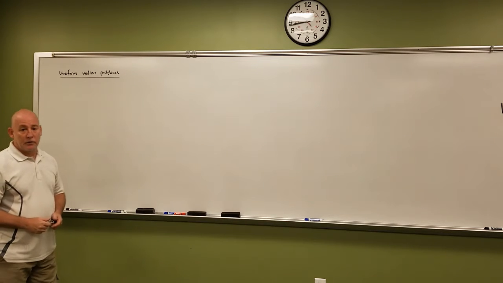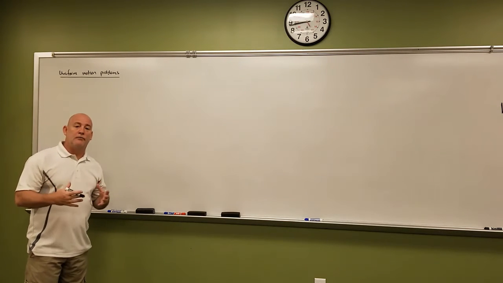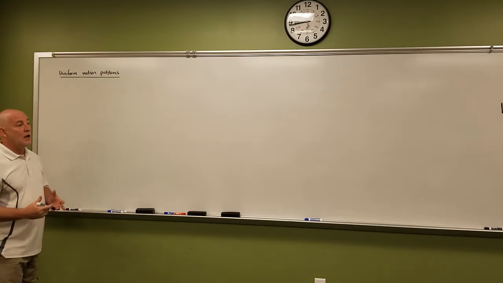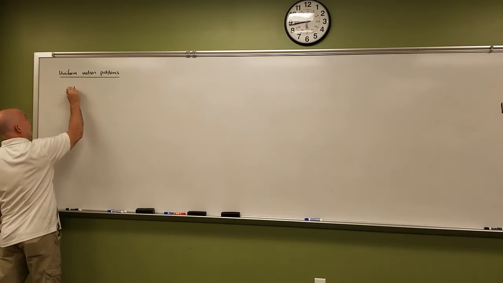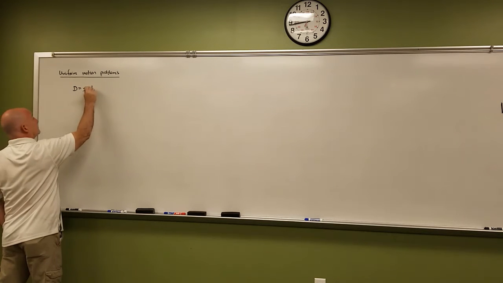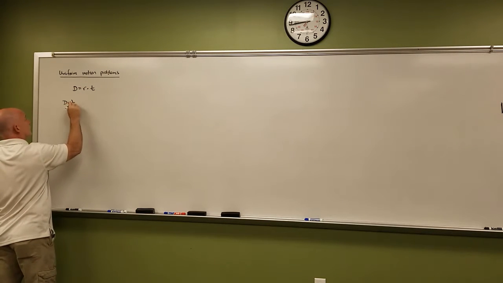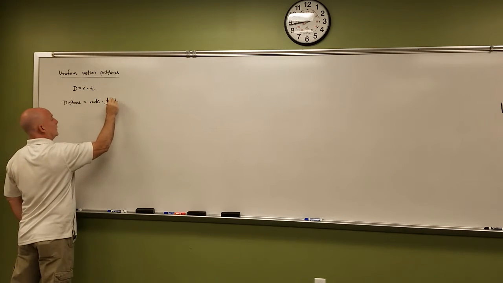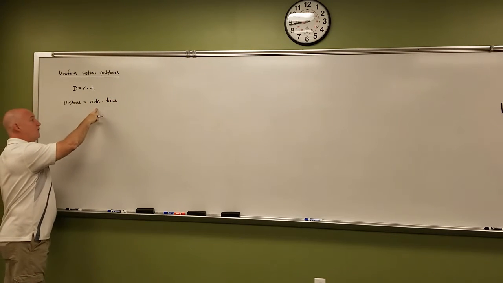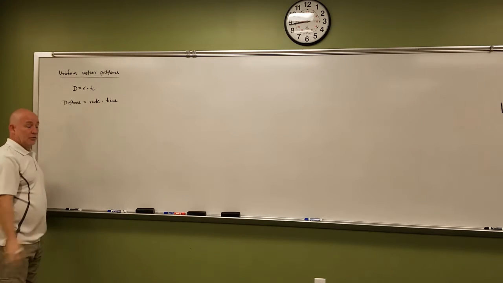The next type of word problem we're going to look at are called uniform motion problems. Every single one of the problems in this section is going to be based off the formula D is equal to RT, or distance is equal to rate times time. How far you go is equal to how fast you were going times how long you were going at that speed.